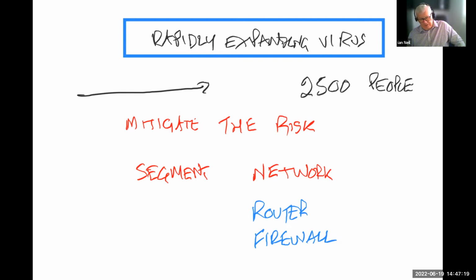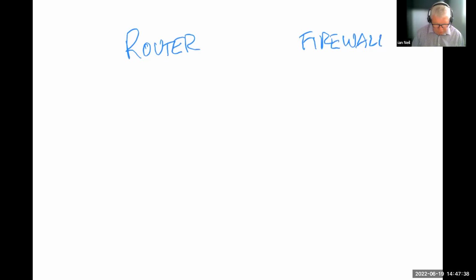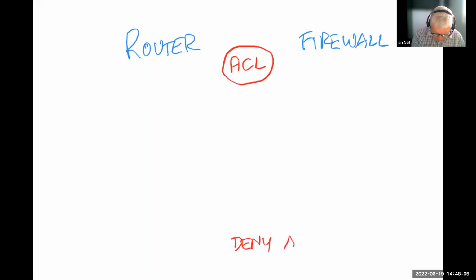Does anybody want a picture of this? So we've got over here a router, and we've got over here a firewall. And both these devices are on the edge of your network. And both these devices are network devices using an access control list. Now, what does this mean? When you buy a router or you buy a firewall, by default, there's one rule: deny all. And this is called your access control list.